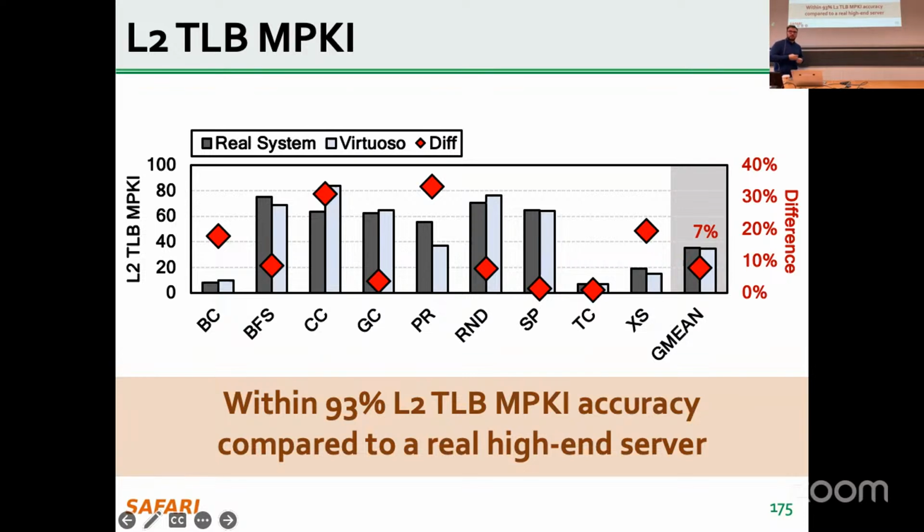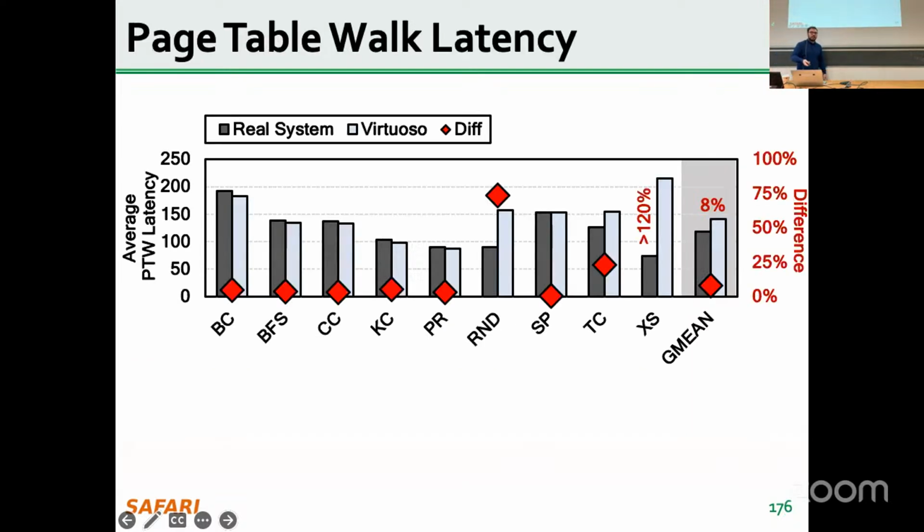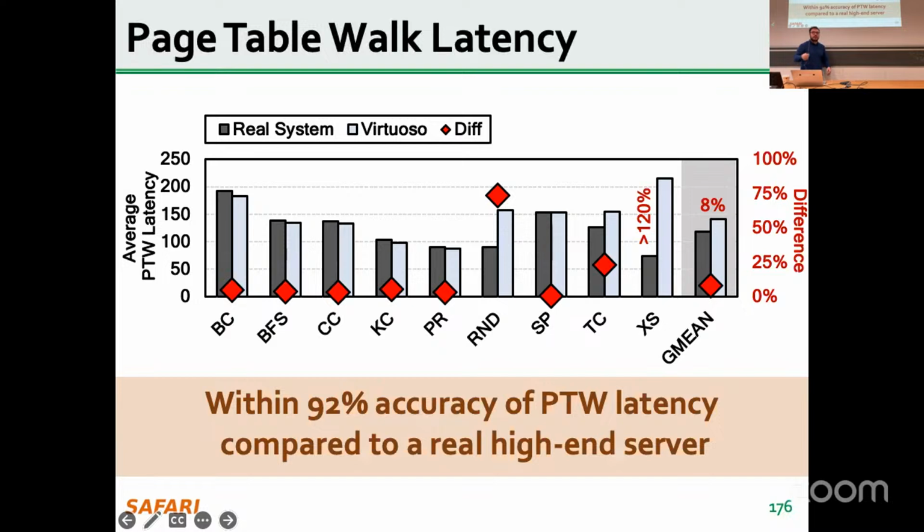that has a high-end server, basically. So we compare the L2 TLB MPKIs, and we see that Virtuoso can achieve 93% of the actual accuracy. We also compare the page table walk latency, and we find that the accuracy of Virtuoso is within 92% compared to the page table walk latency which we observed from a real high-end server.